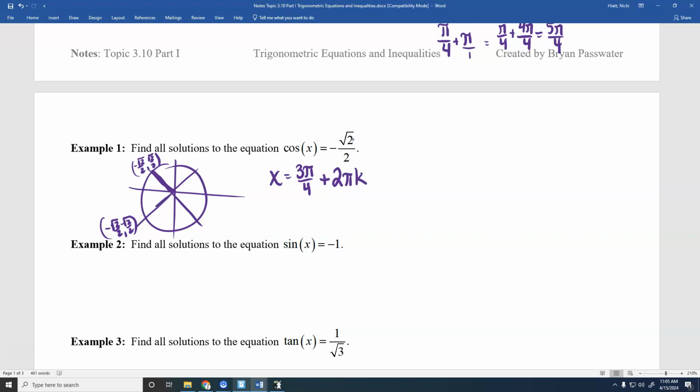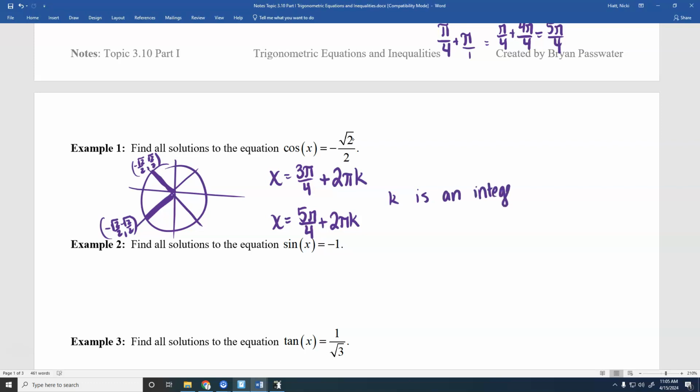And then in the third quadrant, what's our value there? 5 pi over 4. But there's actually infinite values that exist there, so we'll do plus 2 pi k there as well. We need to say k is an integer.